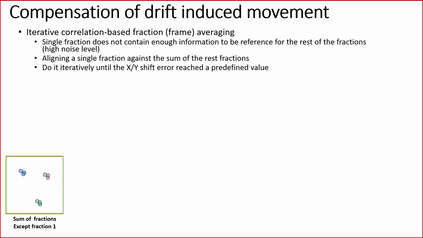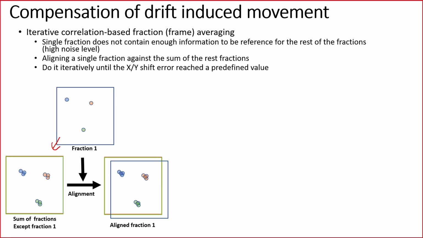This different approach is an iterative process where we first take the sum of all the 9 fractions except for the first one. This is the fraction that we are going to align on the sum of the other fractions. So now we will have this sum, which has a higher signal to noise ratio. It will be a nice clear image, and we are aligning a fraction that is noisy on it. Yet we will get better alignment cross correlation than on noisy versus noisy fractions. So we have aligned fraction number 1.